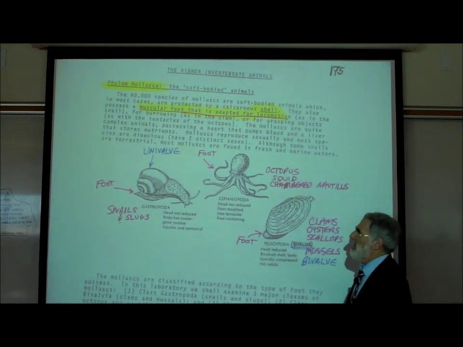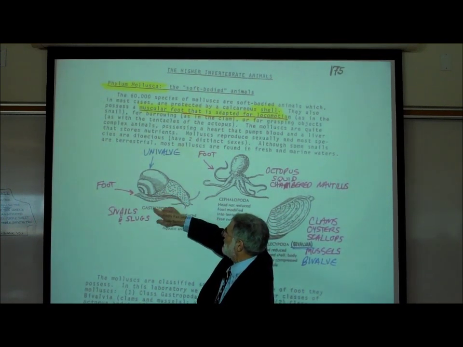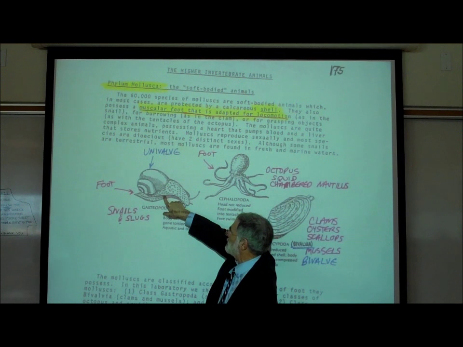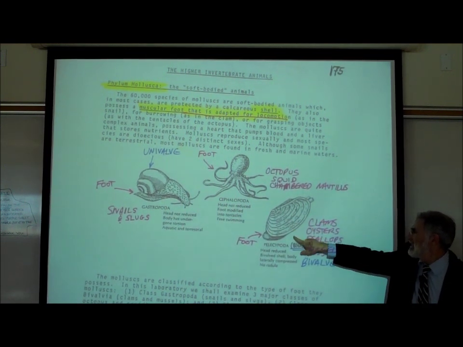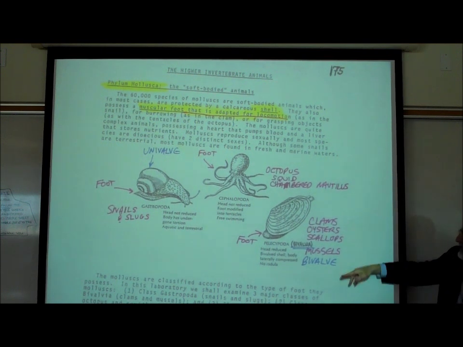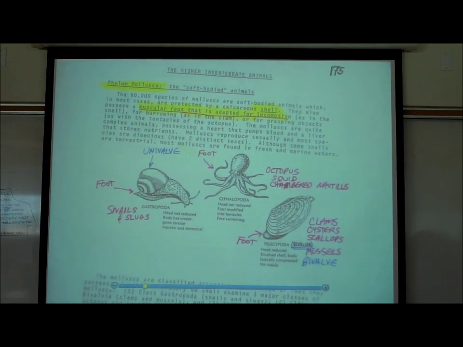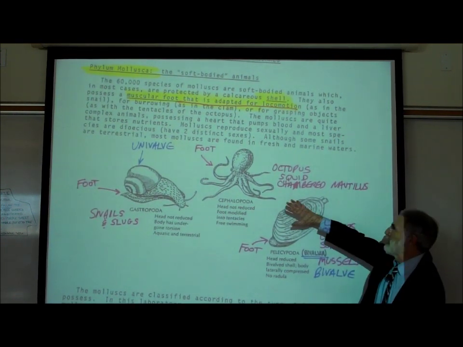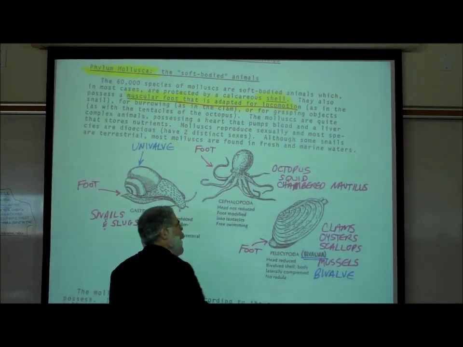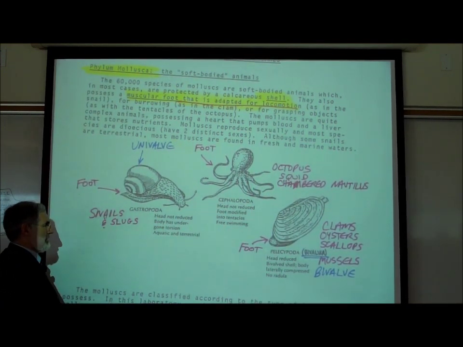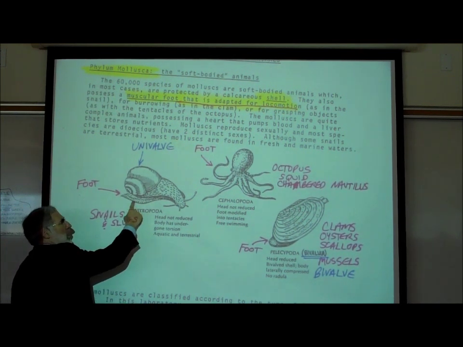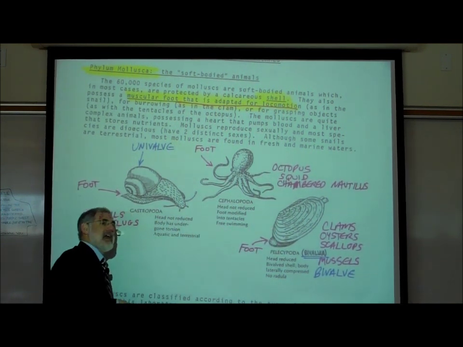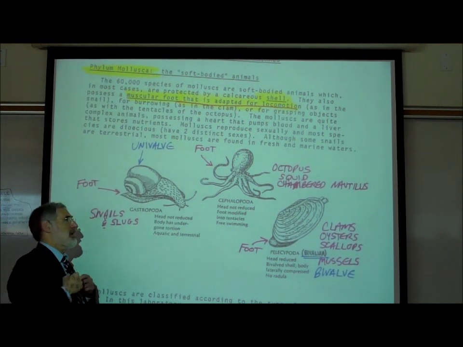There are those that look like this. Those are the snails and slugs. There are those that look like this. These are the clams, oysters, scallops, and mussels. And there are those that look like this, the octopus, the squid, and the chambered nautilus. Let me tell you a little bit more about them. The first characteristic is their bodies are soft, and most of them, not all, have shells.